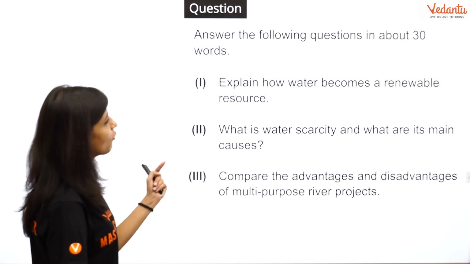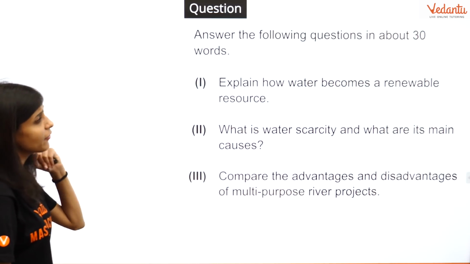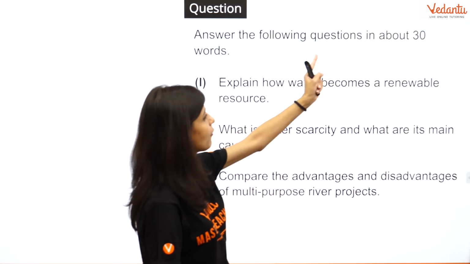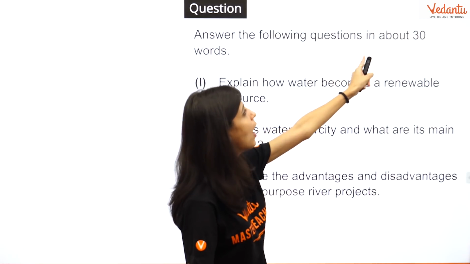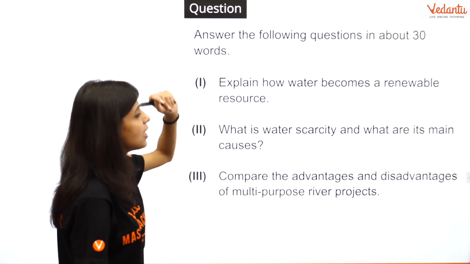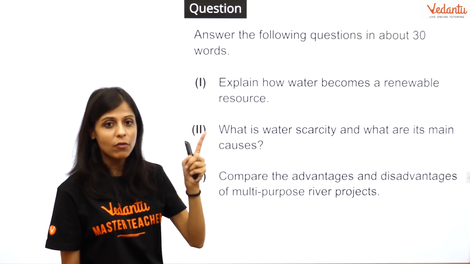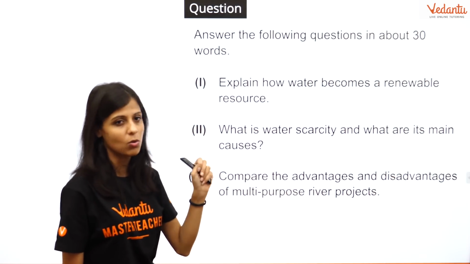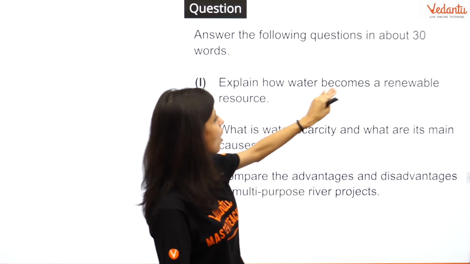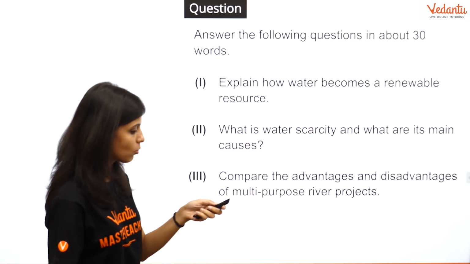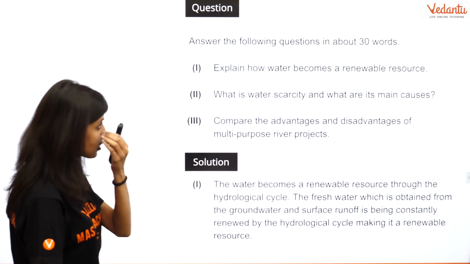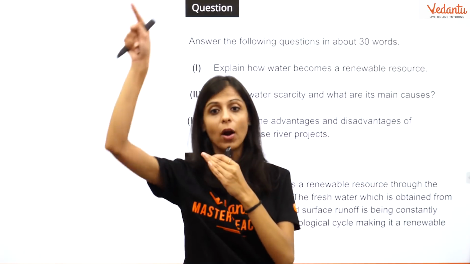Now these set of questions, since they've clearly said that you have to answer them in 30 words, that means you can probably expect each one of them to carry 1 mark or so. The very first is: explain how water becomes a renewable resource. Okay, so they're very easy because there is a complete water cycle.